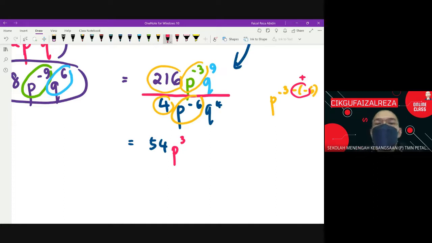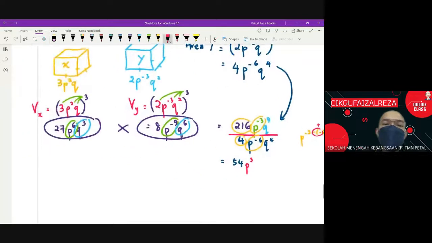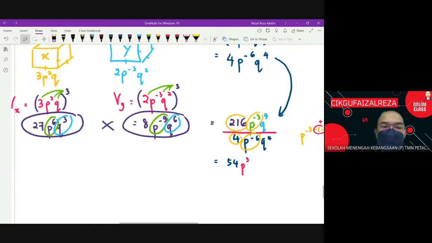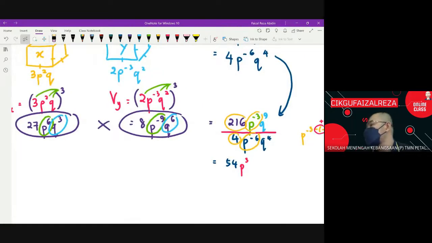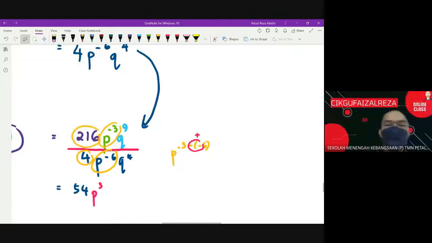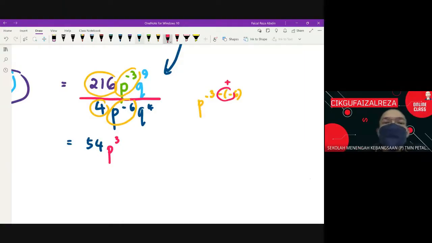Okay. How about our q? 2 square 4, 27 and 8. 27 times 8, 216. 27 times 8. Where's my calculator? 216 divided by 4, you got 54. Here, for q you are going to get 9 minus 4. So you are going to get q here is 5. So this is going to be your answer.